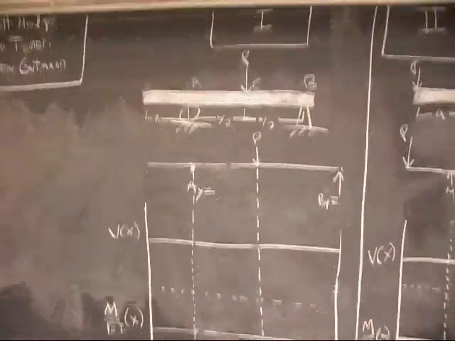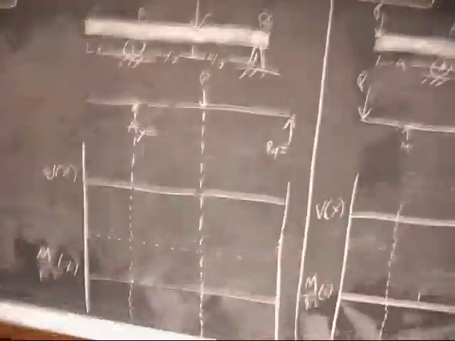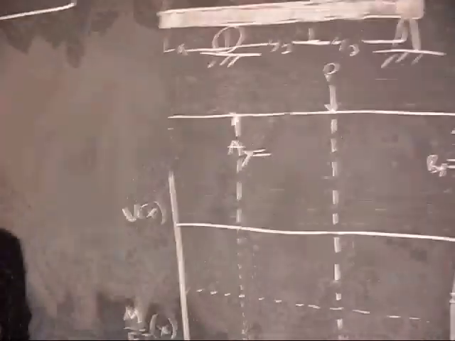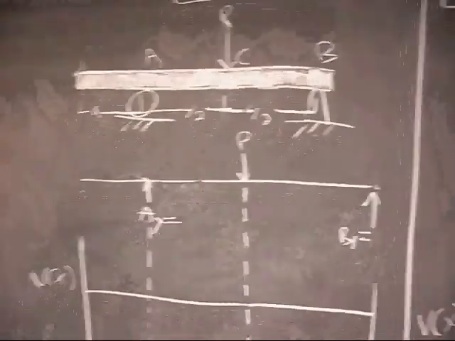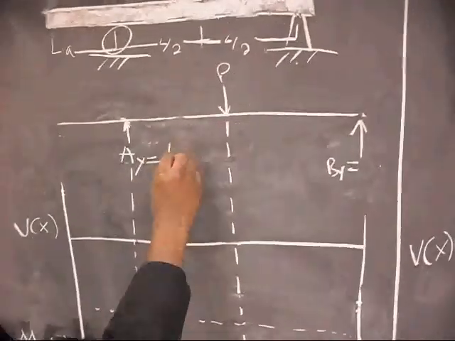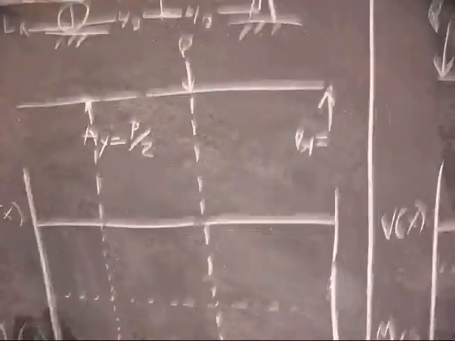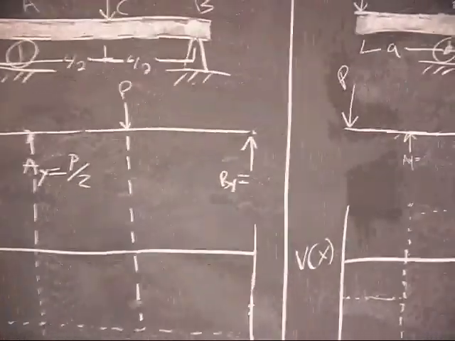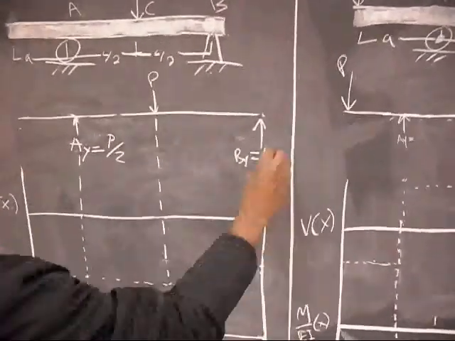So for part 1, first thing we're going to do is find the reactions using statics. When we do the statics, we find that AY is equal to P over 2. And it's symmetric between points A and B, so we also know that BY is also equal to P over 2.